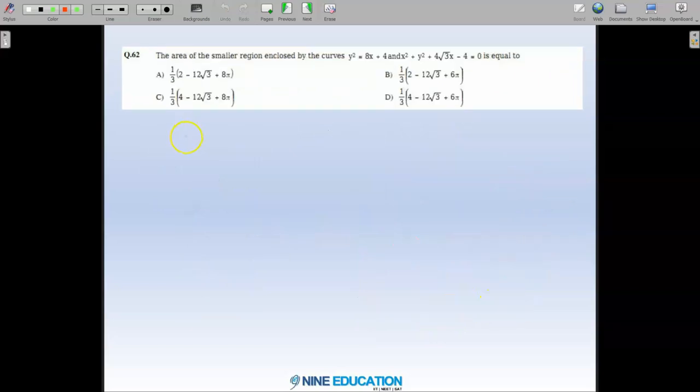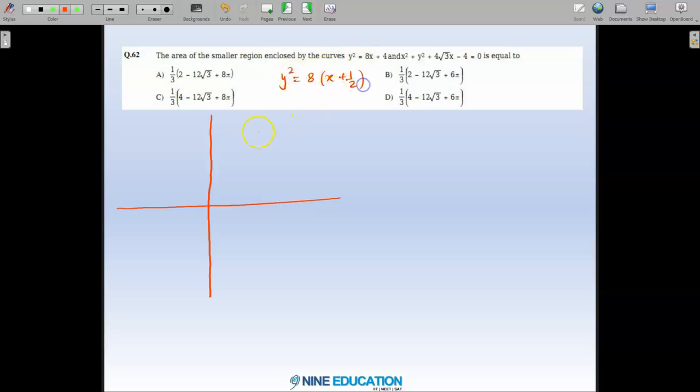Question number 62: the area of the smaller region enclosed by the curves y square is equal to 8x plus 4 and x square plus y square plus 4 root 3 x minus 4 equal to 0 is equal to. So let's understand the question by drawing rough sketches of each of the curves. So let's draw the parabola. The parabola, if you observe, is y square equal to, if I take 8 common, x plus half, which means the vertex is at -half.